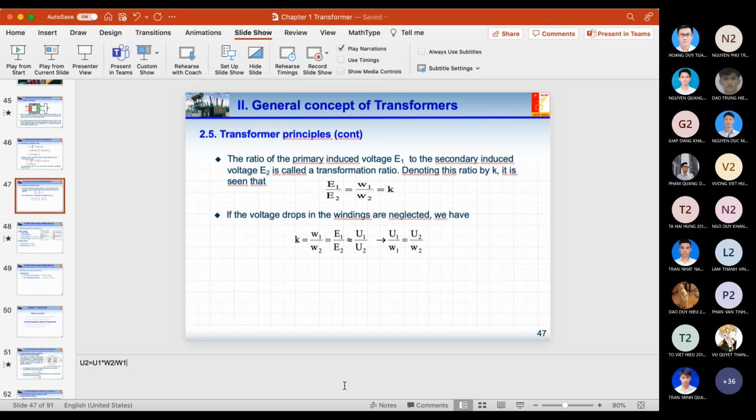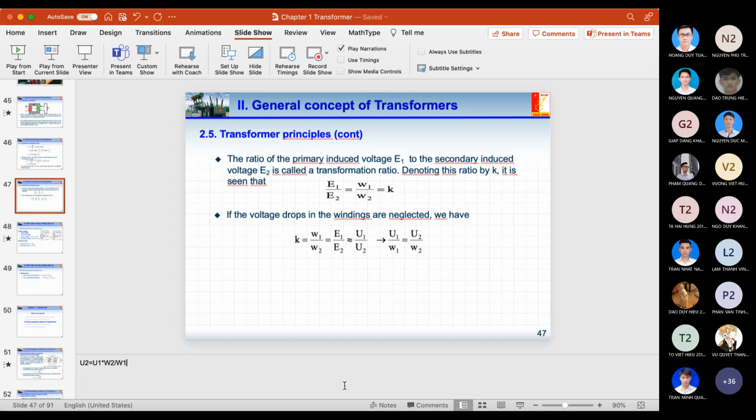And now, for this problem, for the step down transformer, I would like to ask you again: according to you, do you need to change the turn number of W2 or W1? You understand my question or not? Yes. Okay, please answer. If you have no answer, I would like to ask another student.